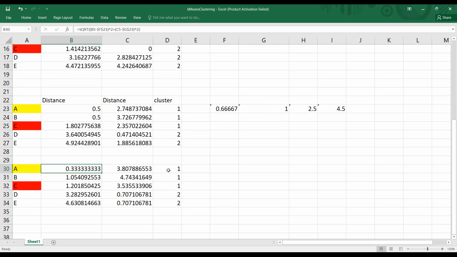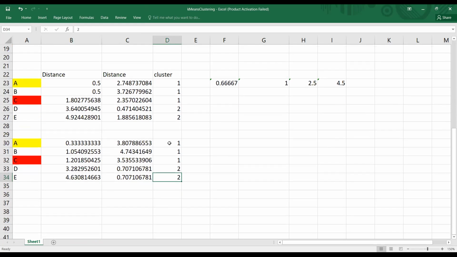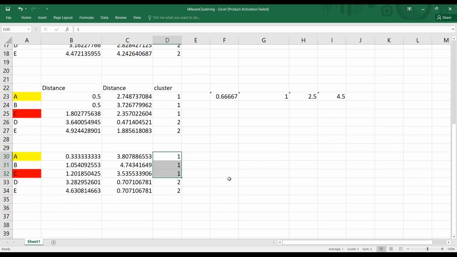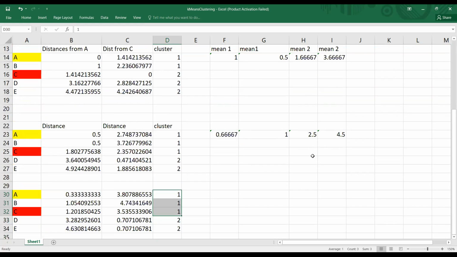Point A is allocated to cluster number 1, point B to cluster number 1, and points D and E are still in cluster number 2. It means after 2 iterations, we can see that there is no change in the clusters. So we have to stop at the point when the clusters no longer change. This is the entire procedure, which is referred to as k-means clustering.